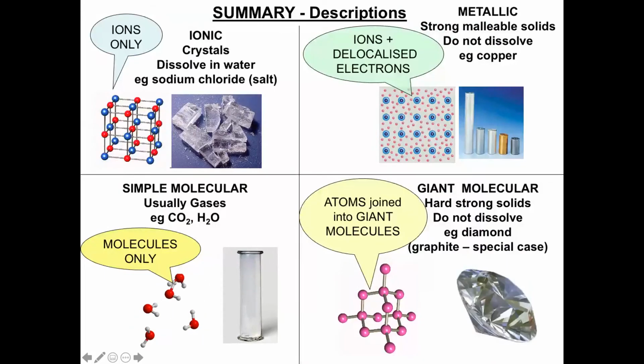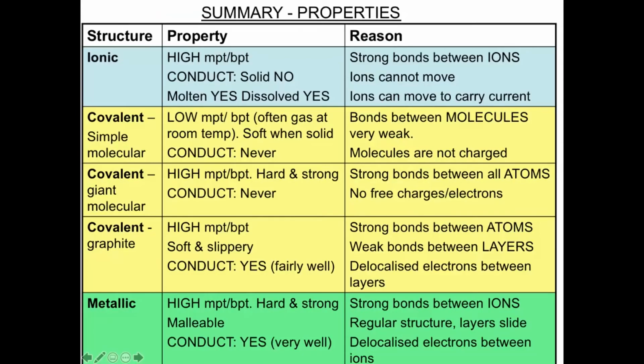So in summary for our metallics, they are strong, malleable solids, they don't dissolve, and we would talk about having positive ions and delocalized electrons making up our structure. And our properties, we were most likely to have a high melting point and boiling point, and then being hard and strong because there are strong bonds between the ions and the delocalized electrons. They are malleable because they have that lattice, that regular structure, and the layers can slide over one another pretty easily. And they conduct electricity and heat very, very well because the delocalized electrons between the ions can move around very easily.